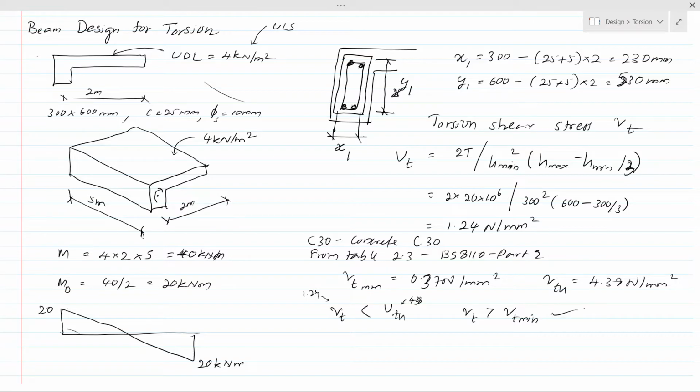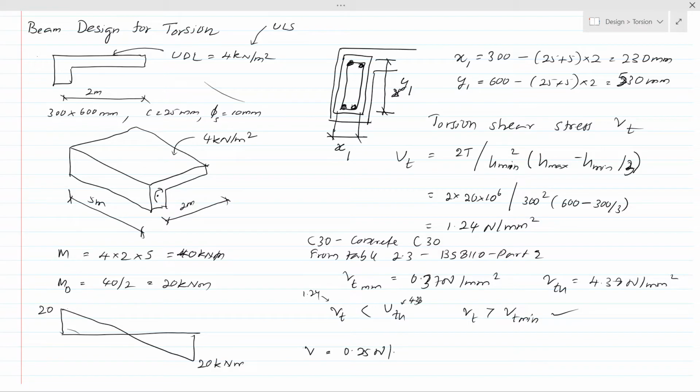That means we need shear reinforcement and also our section is okay, and we need to provide the torsional reinforcement for this section. In this example, before torsion design we have to do the design of the beam. We are not going to do this design of this beam, and we are concentrating on torsional design. We have done this design of the beam previously.